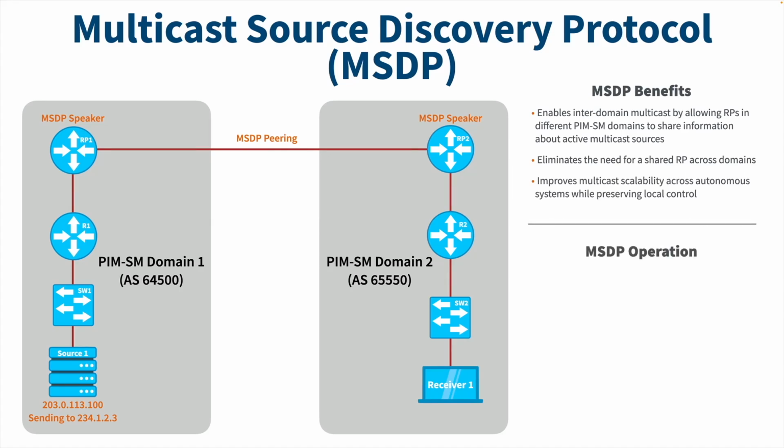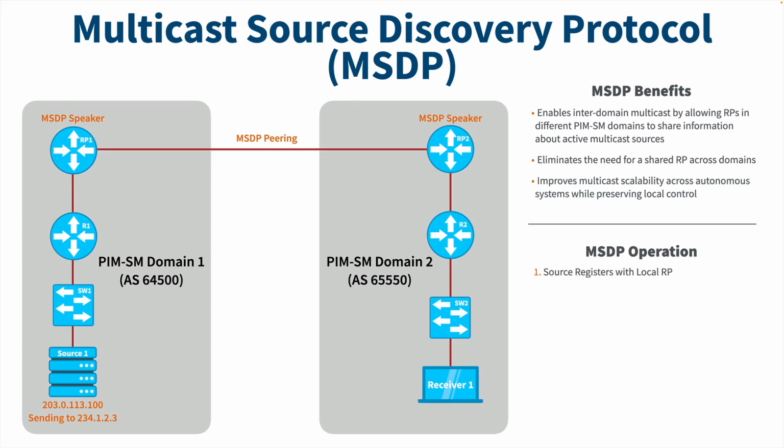Let's say we're in PIM sparse mode domain 1 with autonomous system 64,500, and source 1 is a multicast sender. It's got an IP address of 203.0.113.100, and we're going to be sending to a multicast group address of 234.1.2.3. And as normal with PIM sparse mode, when it starts to send traffic and it goes through its switch and up to router R1, R1 is going to register that group with the RP that it knows about, which is RP1 in this case.